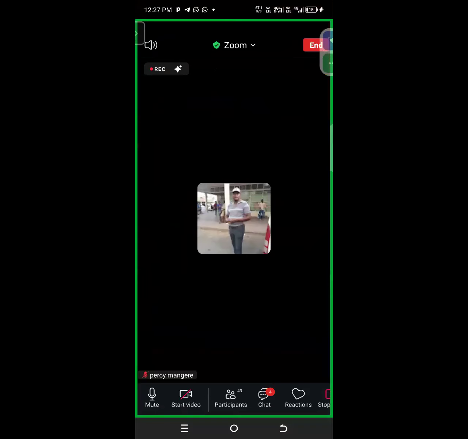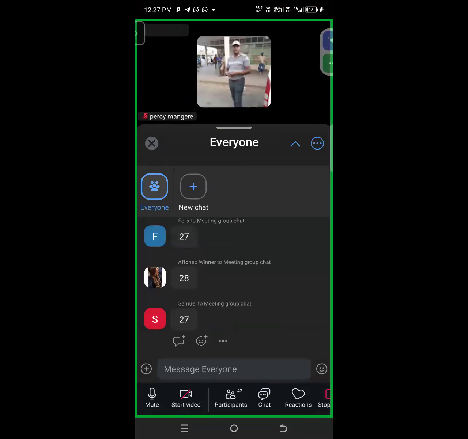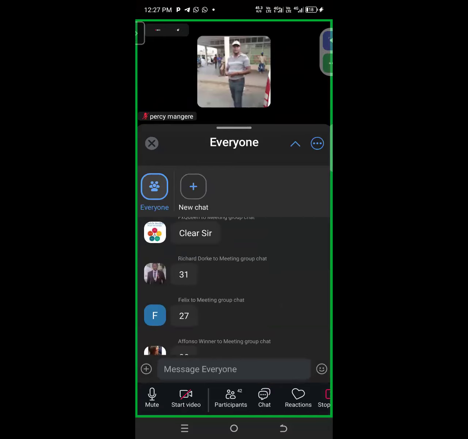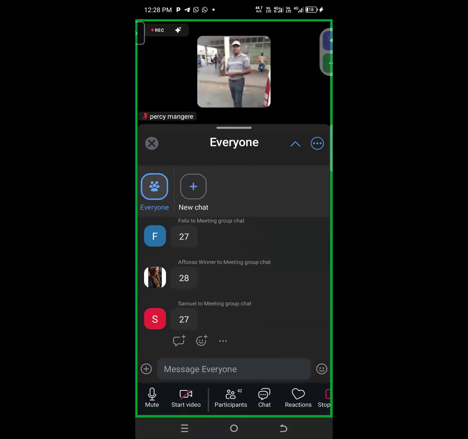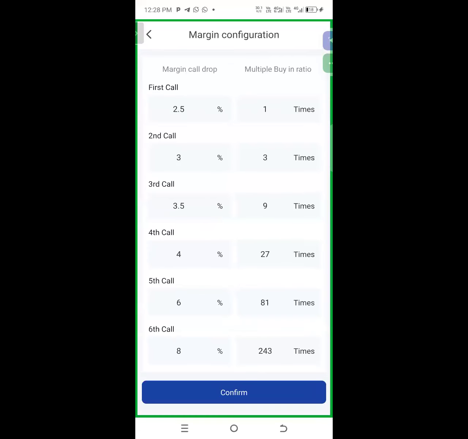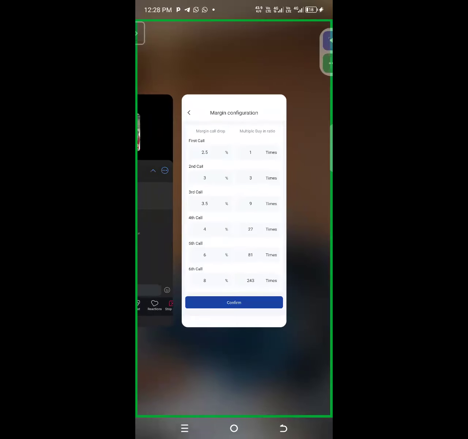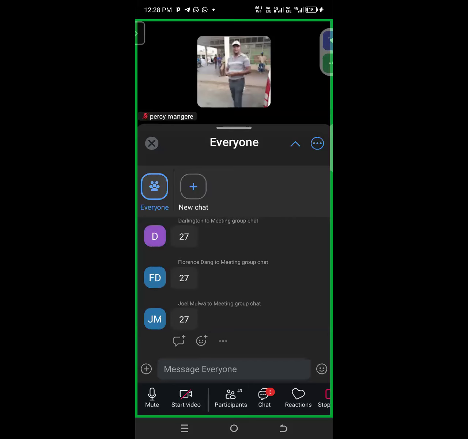27. Hey, some are getting 28. Some are getting 31, 27, 28. Please check it again. 2.5 plus 3 plus 3.5 plus 4 plus 6 plus 8. Check it again. 27, very good. Which simply means when the price drops, when the total drop is 27, it's going to buy all. 27 is correct. Very good.